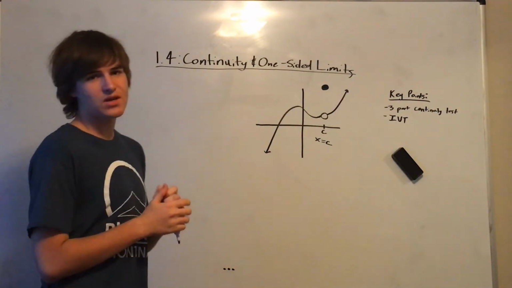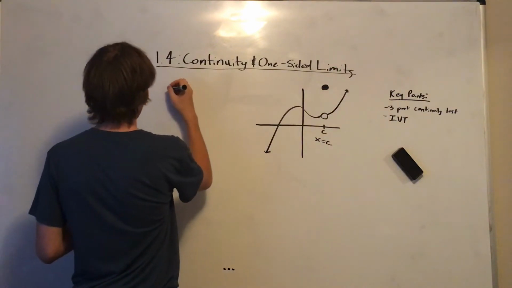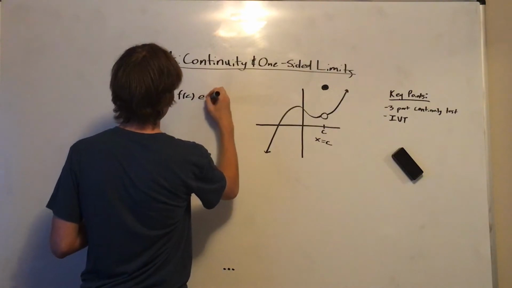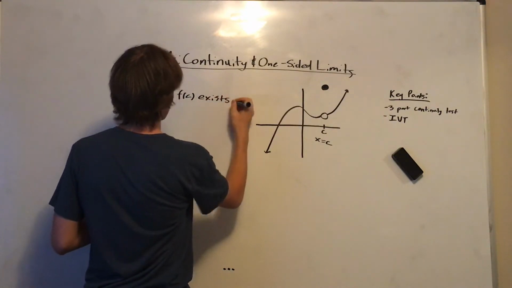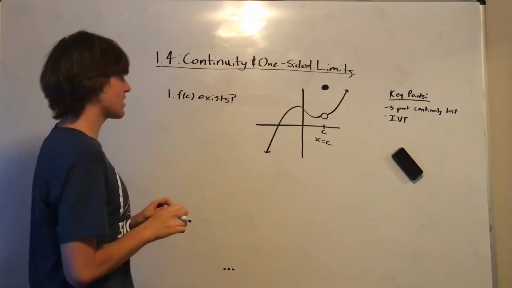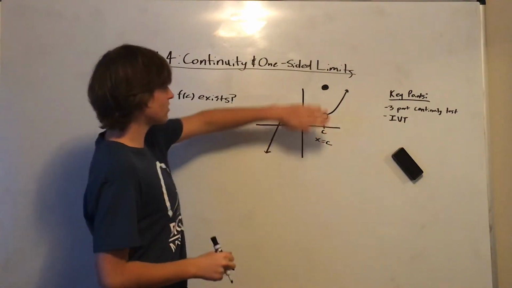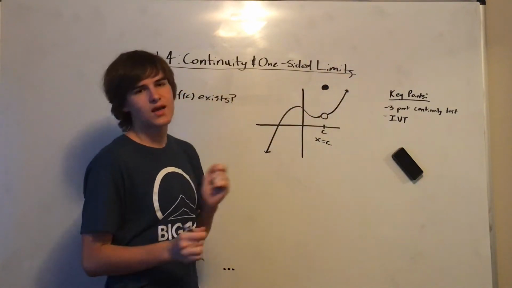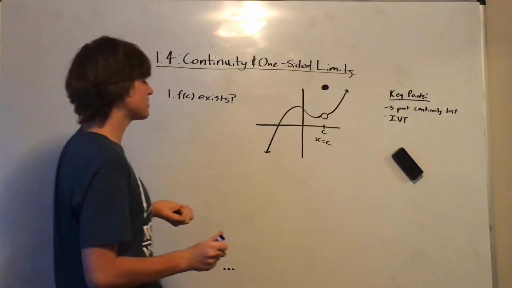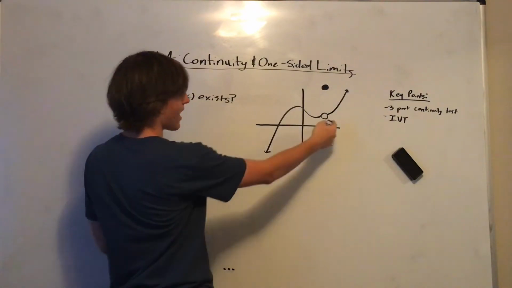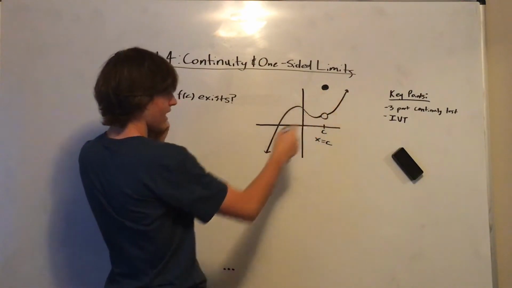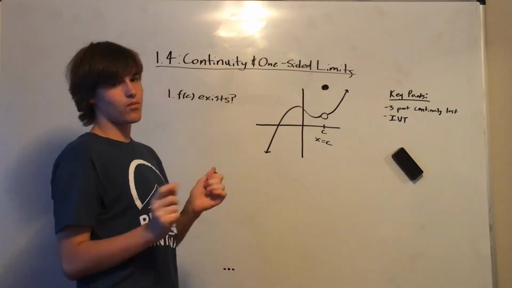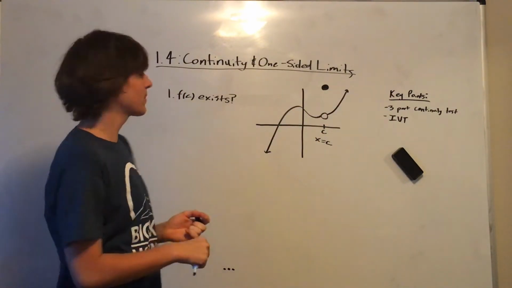So the first thing we need to consider is, does f of c exist? So f of c has to exist before we can show any kind of continuity. Because if there's no point f of c, then we can obviously tell that there's just a hole and it's not going to be continuous. Although here we do have a defined point at f of c, just not making it continuous. This is really important. We're going to get into that next.